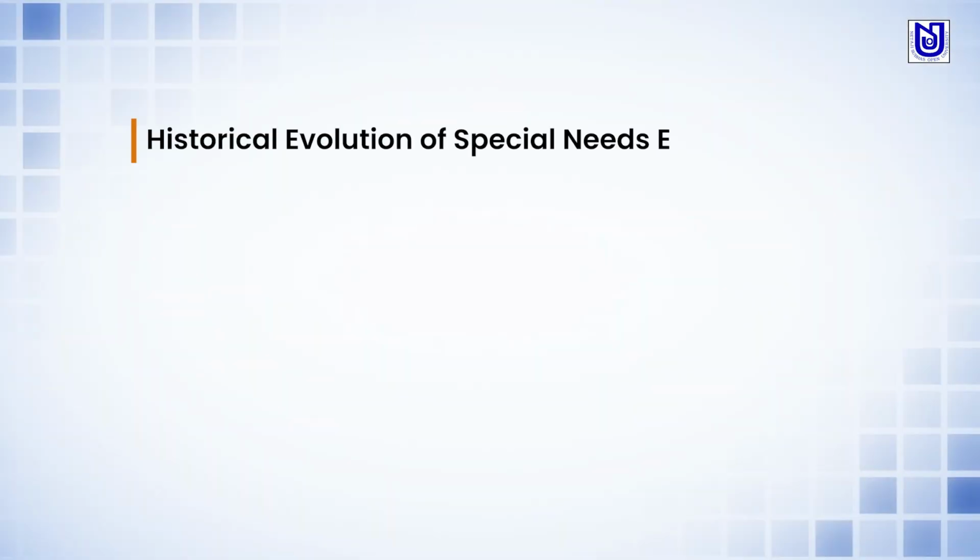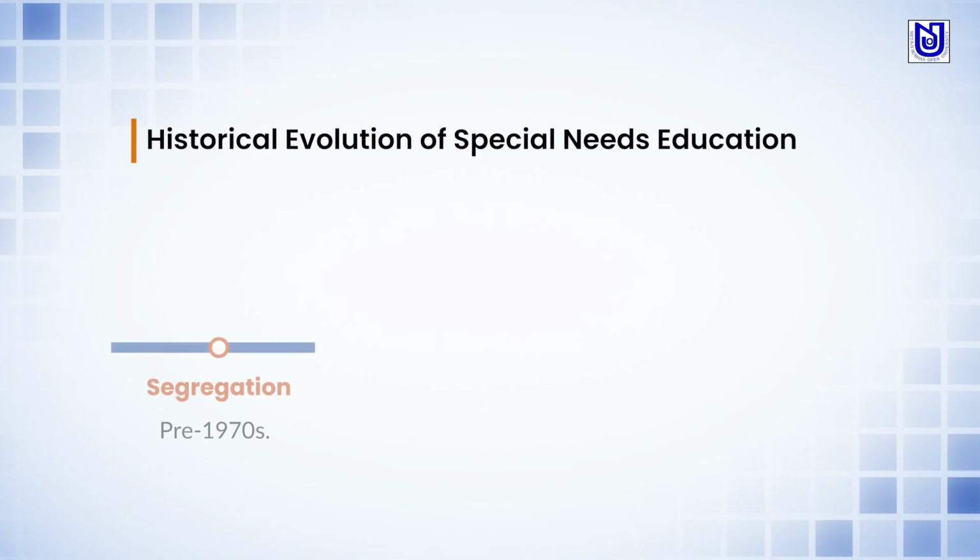Let us briefly look at the historical evolution of special needs education. In the very first segment, which we can call segregation, that is in the pre-1970s era, the learners with disabilities were isolated or they were separated in special schools based purely on a medical deficit model. Therefore, they were identified vis-a-vis their disabilities and accordingly they were isolated and separated in special schools.